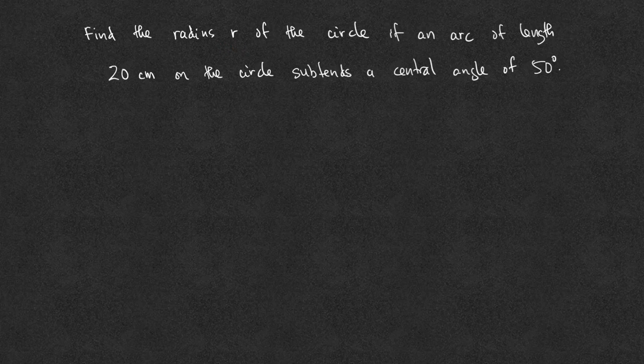Find the radius r of the circle if an arc of length 20 centimeters on the circle subtends a central angle of 50 degrees. First, when working with a circle, we should draw one. The central angle is measured from the positive horizontal axis, and so we would put in the positive x-axis. The central angle is 50 degrees.